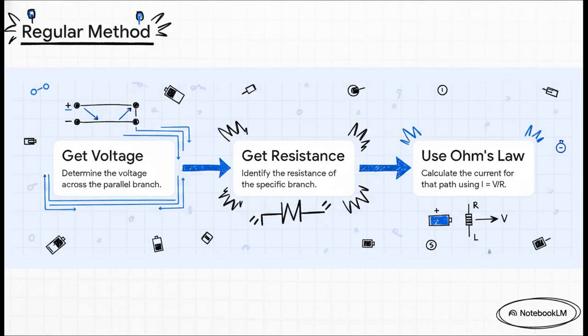The regular method takes 3 steps. First, because we know potential difference is always the same across parallel branches, you determine the voltage across that entire parallel section. Second, you pinpoint the specific resistance of the individual branch you're interested in. And third, you just apply Ohm's law, I equals V over R, using that branch's specific voltage and resistance to calculate the exact current flowing through that specific path.